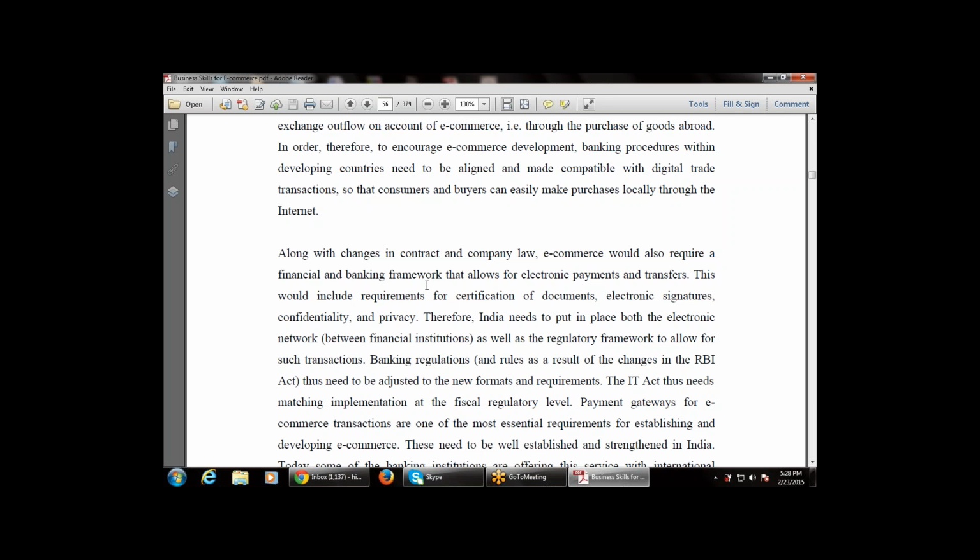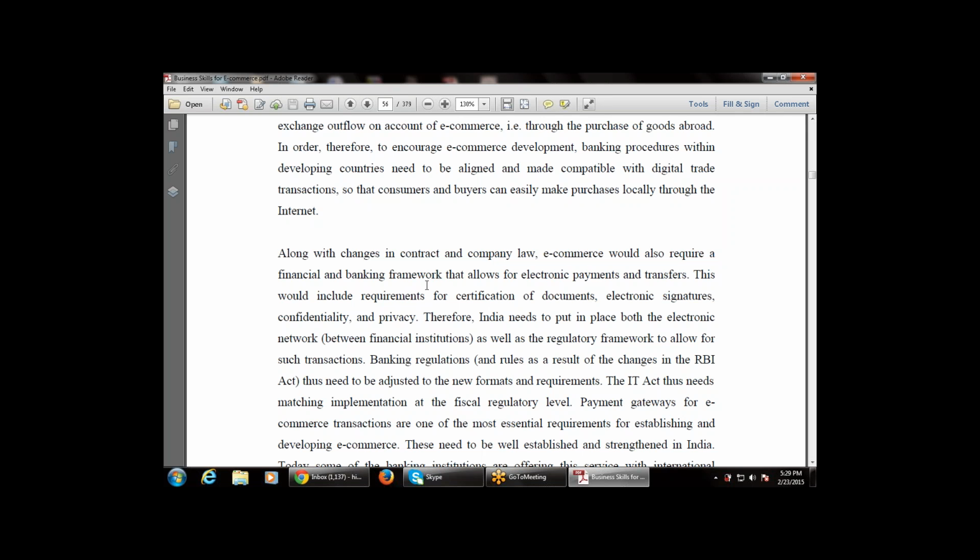This would include requirements for certification of documents, electronic signatures, digital certificates, confidentiality, and privacy. That is, whenever we use e-commerce and the banking framework for electronic payment and transfer, it includes these requirements.